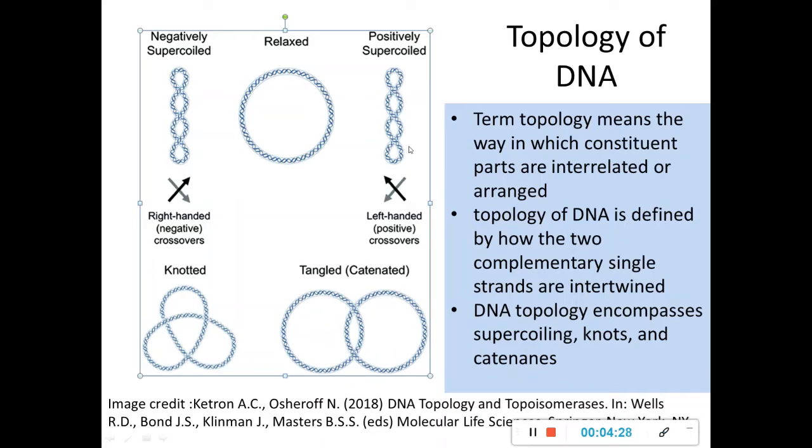Another topological variant which can occur in DNA is a knotted variant. This is also one which can occur, as well as the tangled or catenated variant. So, the DNA can occur in different topological forms, be it a negatively supercoiled form, a relaxed form, a positively supercoiled form, a tangled form, or a knotted form, depending upon the various physiological states in which it is. So, let's go in detail into what supercoiling is.